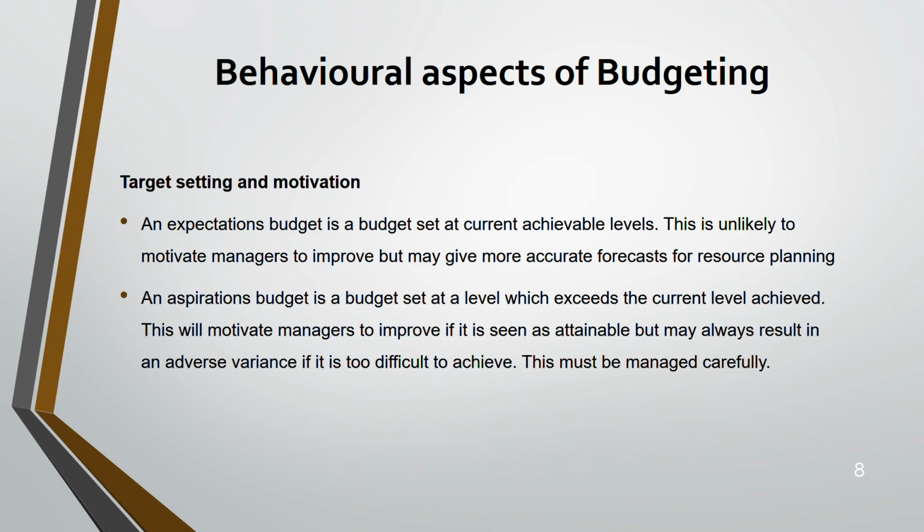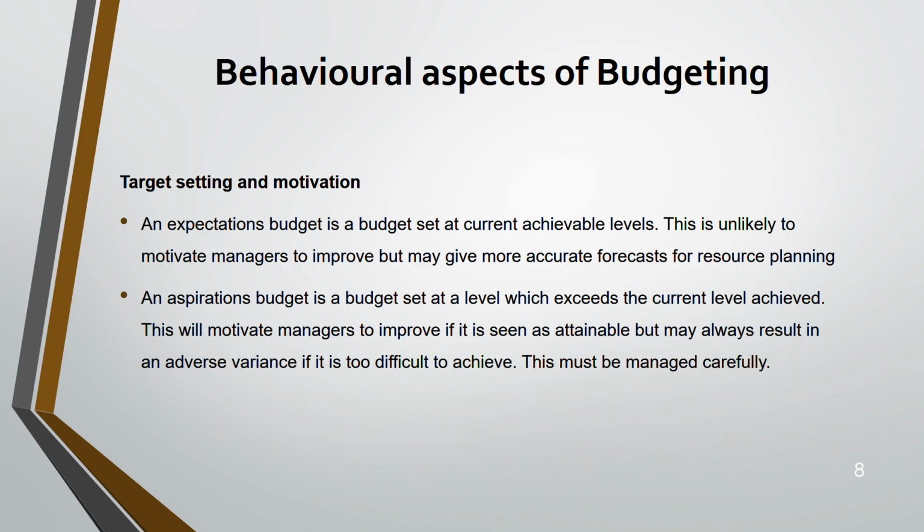Next is known as aspiration budget. What is that? First there is the expectation budget, which is not so good. Better than that, we have the aspiration budget. Aspiration budget means you are setting a level which exceeds the current level achieved. This can motivate the manager if they can see that they can achieve it. But it can result in adverse variance also. We have covered variance in the previous lectures, right? Adverse variance if it is too difficult to achieve. Sometimes when you're setting it high, make sure you don't set the budget so high that no one can achieve it.